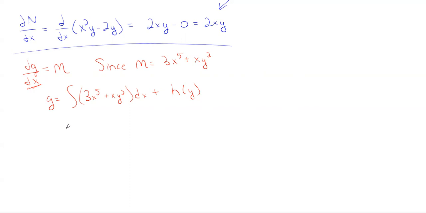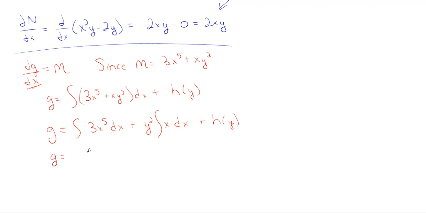Since we are taking the partial derivative of g with respect to x, we are going to treat everything with the y as a constant value. So integrating this, we're only going to be working with our x's here, and y's just become constants. If you want to rewrite it, you can write g as equal to the integration of 3x to the 5th dx plus, pulling out the y squared since we're considering all y's constants, x dx plus h of y.